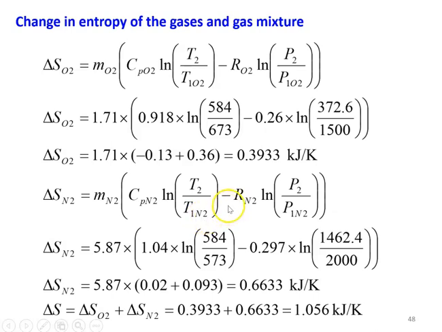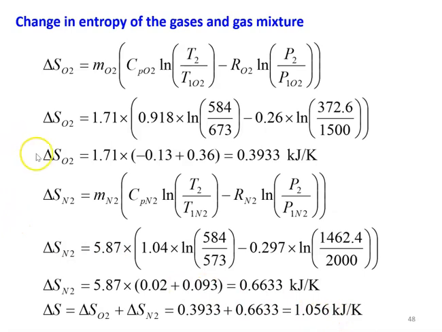Delta S of N2, nitrogen: mass of nitrogen multiplied by Cp of nitrogen, logarithmic of T2 by T1 of nitrogen, minus RN2 logarithmic of P2 by P1 of nitrogen. So substitute numerical values, mass equal to 5.87 into 1.04 into logarithmic of 584 divided by 573, minus 0.297 into logarithmic of 1462.4 divided by 2000. So, delta S N2 equal to 5.87 into 0.02 plus 0.093, which is 0.6633 kilojoules per Kelvin. So, the total entropy change of the gaseous mixture, delta S equal to delta S O2 plus delta S N2 equal to 0.3933 plus 0.6633 equal to 1.056 kilojoules per Kelvin.